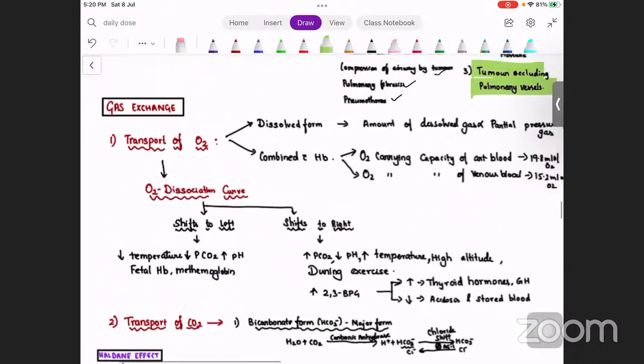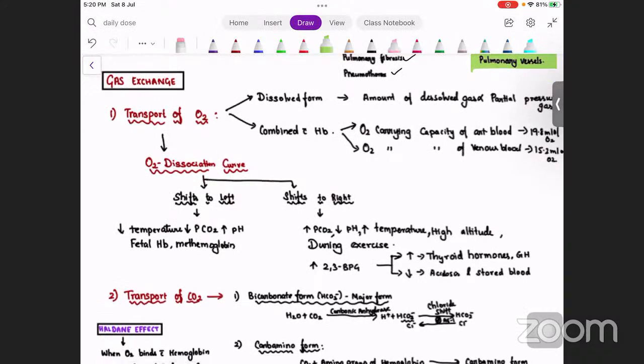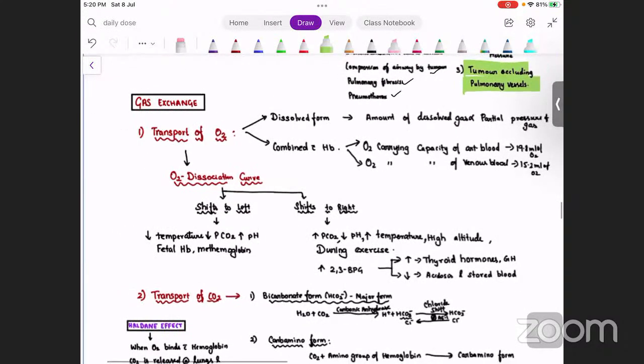Then we talk about gas exchange, transport of O2, mainly in the dissolved form and combined with hemoglobin. So the oxygen carrying capacity of your arterial blood is 19.8, and of your venous blood is 15.2 ml of oxygen. You should remember that. Maybe they ask you this as a memorized question, but it is very rare, though you may have a chance that they ask it.